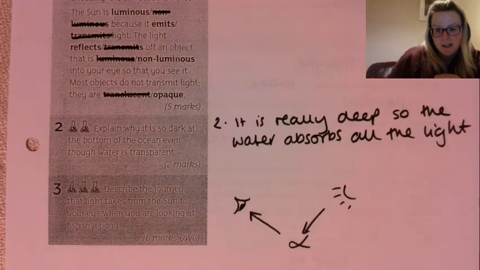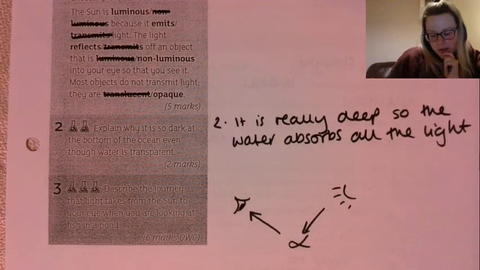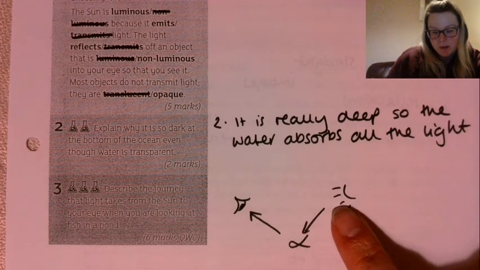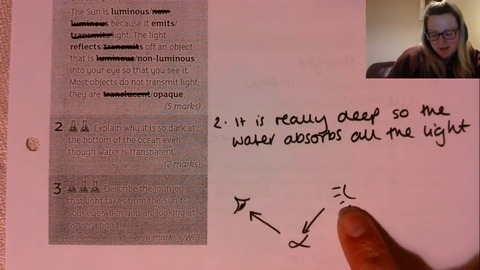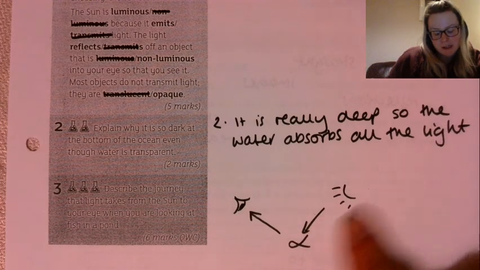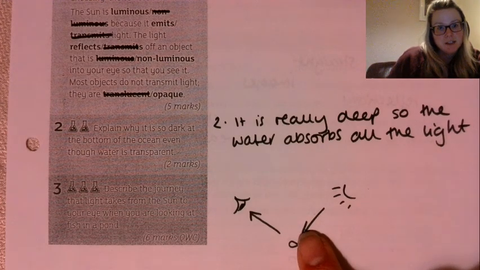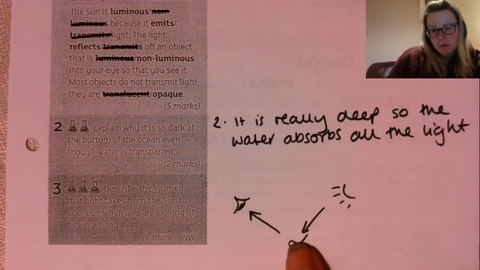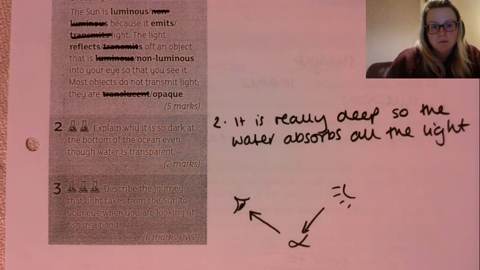Now for number 3, I just drew a diagram, but I'm going to talk through what you should have in your answer. So describe the journey that light takes from the sun to the eye when you're looking at a fish in a pond. So here's my sun, here's my fish, and here's my eye. So the sun emits light, it travels in a straight line or straight ray to the fish, and then it gets reflected off the fish and goes up towards your eye. Now, in a few weeks' time, we're going to see that there's something else going on here, especially for a fish underneath water, but for now, that's all we would put for that answer, okay?